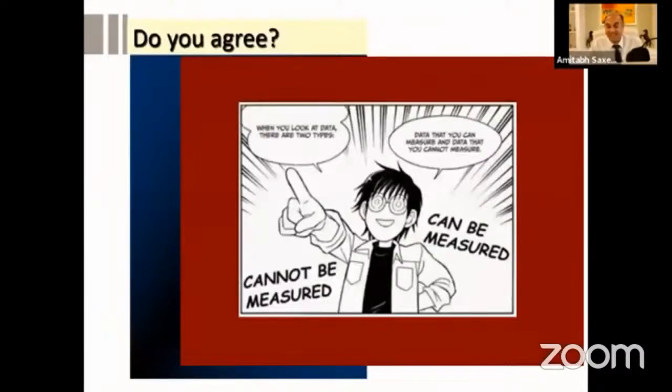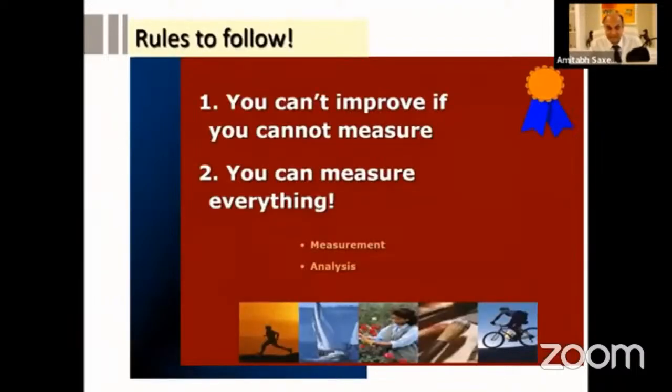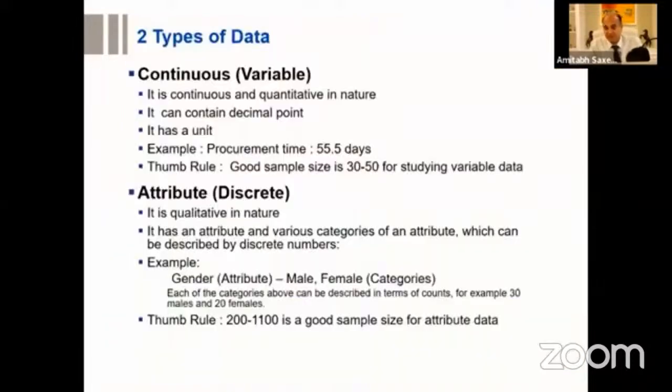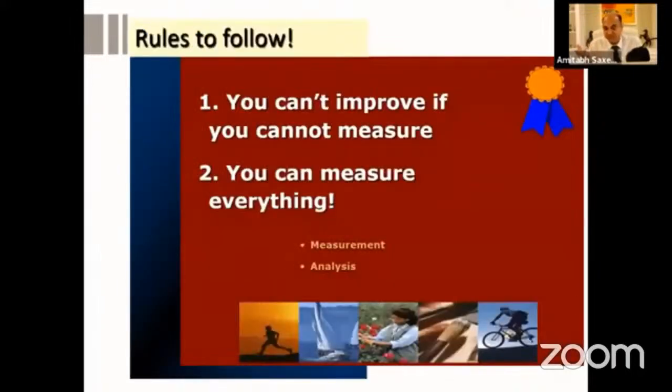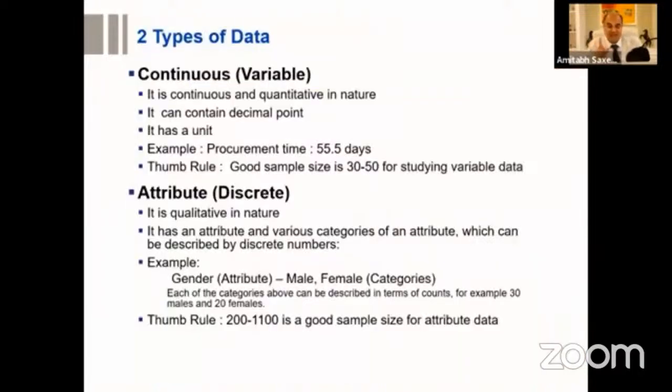So as I was telling you, you can't improve if you cannot measure, and if you can measure, you can measure everything. So these are the three rules. The third rule was if you think something cannot be measured, go back to number 2. Now, how can I measure everything? I can measure using 2 types of data: continuous data and attribute data.